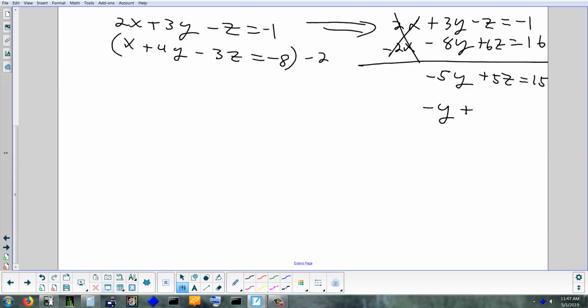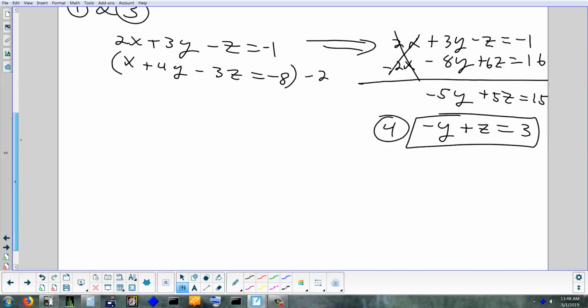Negative y plus z equals 3. I'm going to put a box around that, and I'm going to call that equation 4. I'm done with it for now. But notice what I've got. 2 variables. I got rid of one of them. Okay. Now I have to do that one more time.